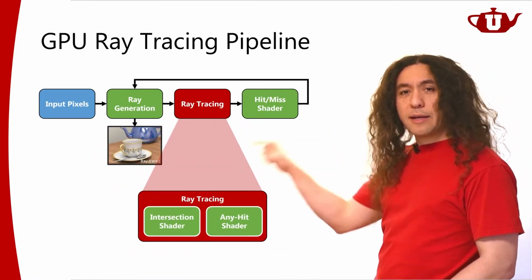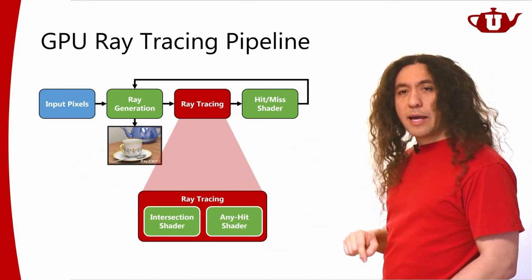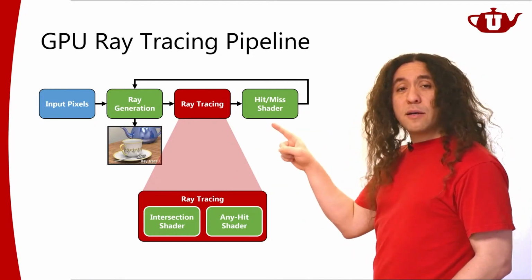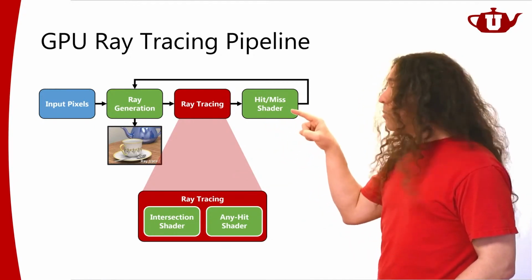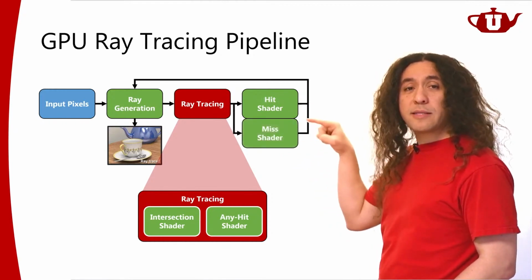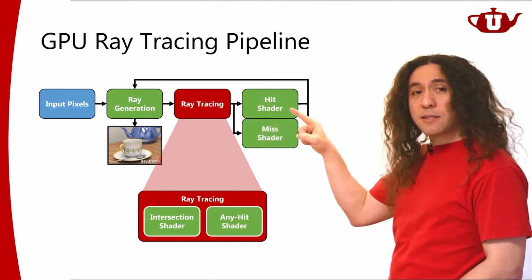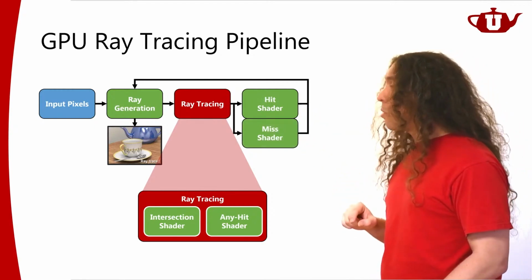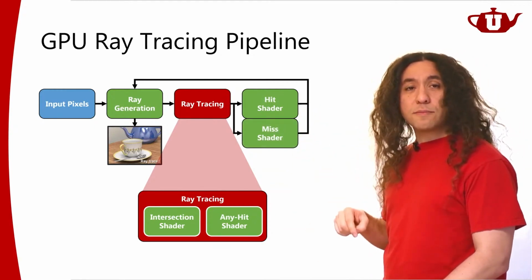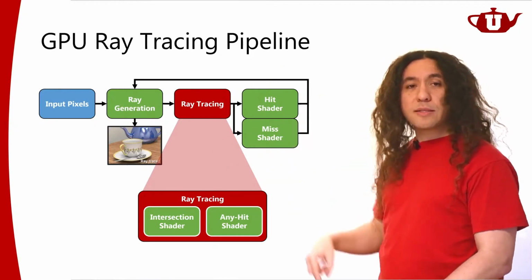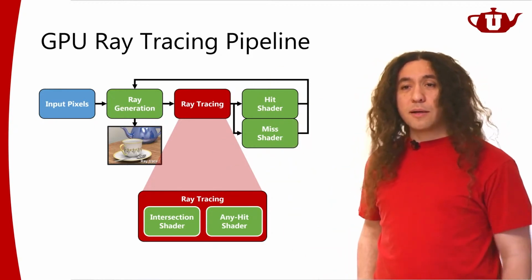I have an intersection shader and the any hit shader. And over here, we have actually not a combined hit miss shader. We have a hit shader and a separate miss shader. So if it's a hit, then the hit shader is called. If the ray does not intersect with anything, then the miss shader is called. And the result is sent back to the ray generation.